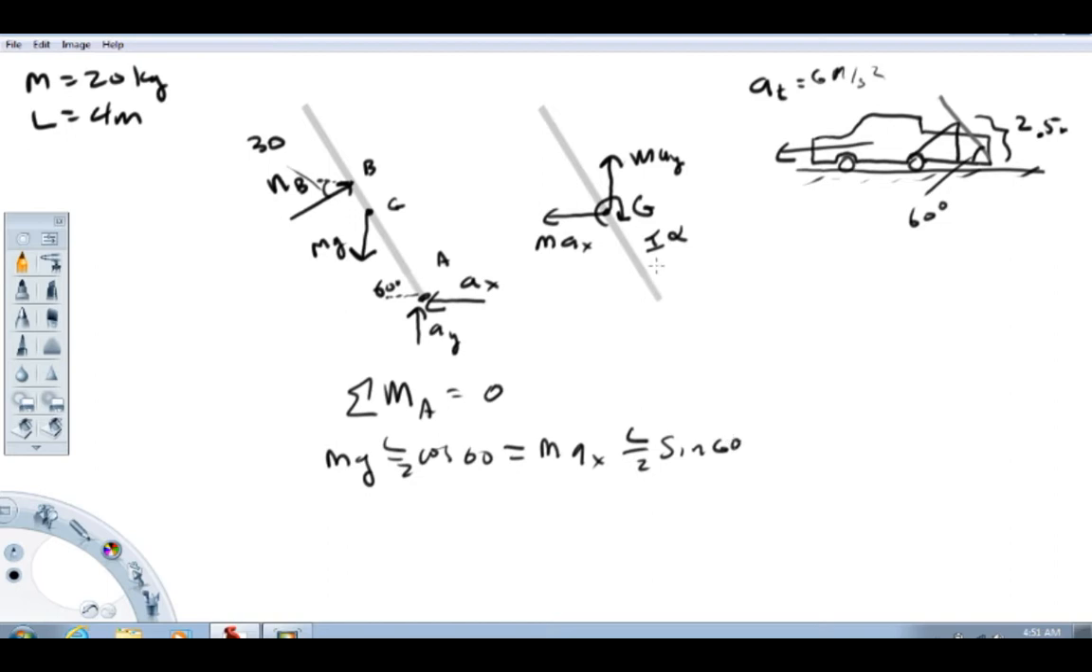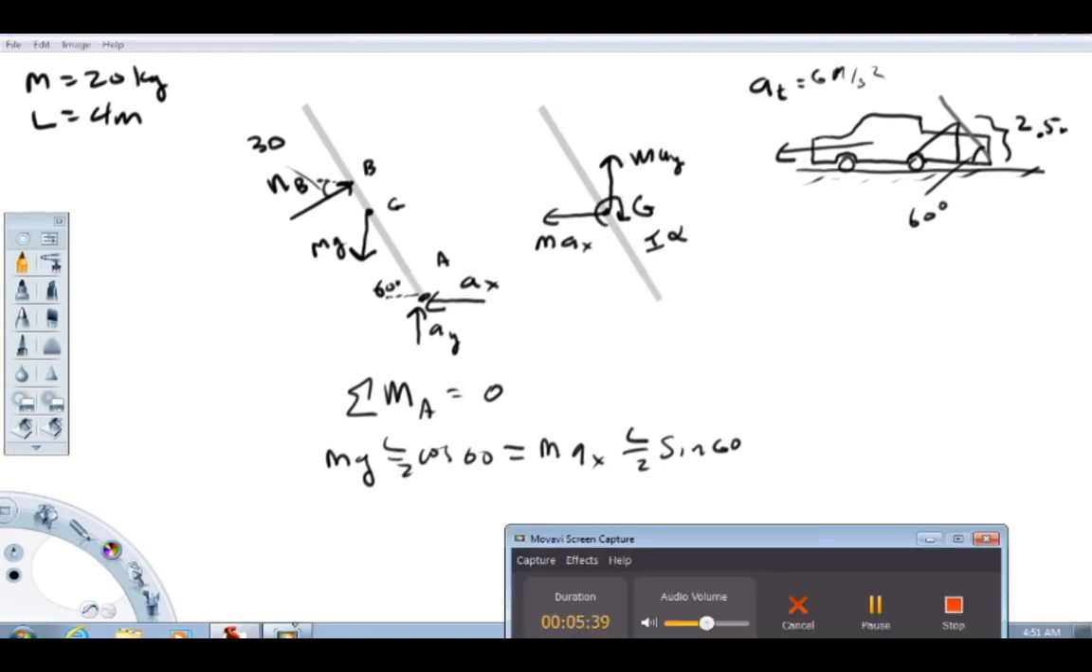If this thing's just barely starting to rotate, we have no angular acceleration and no a sub y here either, so I think we're done here. So I think what I'm going to do is take a moment, pause this, and solve this for a and see what I get.